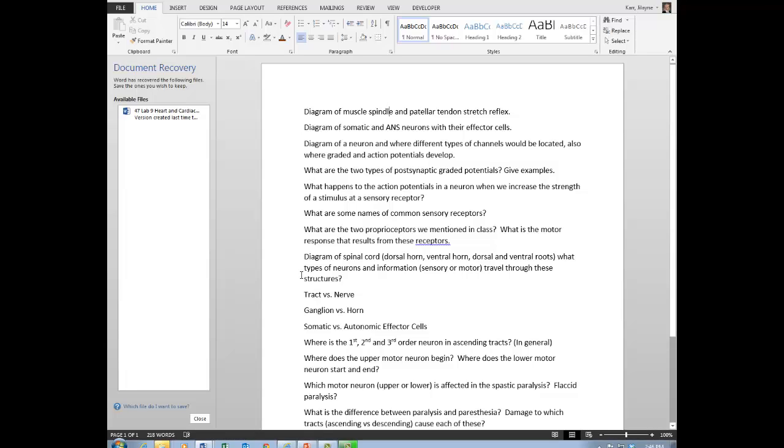I guess this one, tract versus nerve. A tract is a bundle of myelinated axons inside the central nervous system. A nerve is a bundle of myelinated axons outside the central nervous system. A horn is a bundle of cell bodies and dendrites inside the spinal cord. A ganglion is a bundle of cell bodies and dendrites outside the central nervous system.